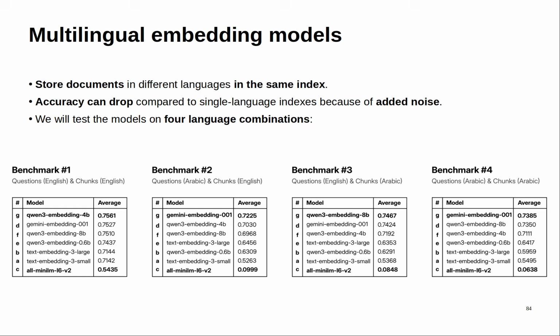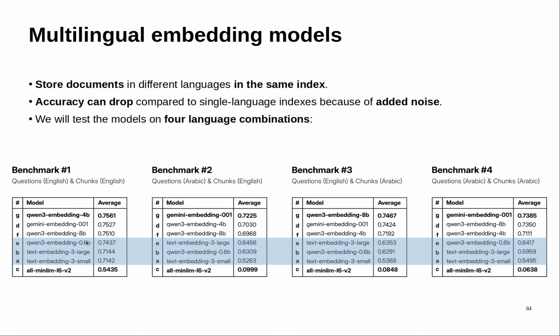But again, if we come back to our friend, the all-mini LM model, we see that yes, it performed okay in the English case, but when we start to include Arabic, this model quickly starts to degrade. Here we get 0.09, 0.08, and 0.06.